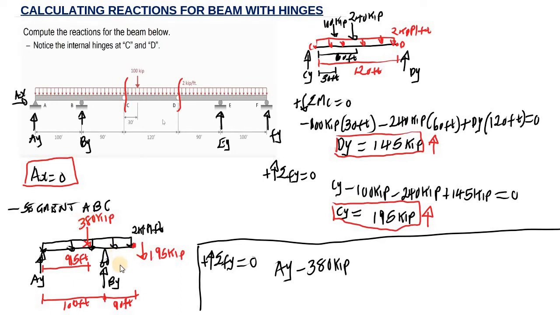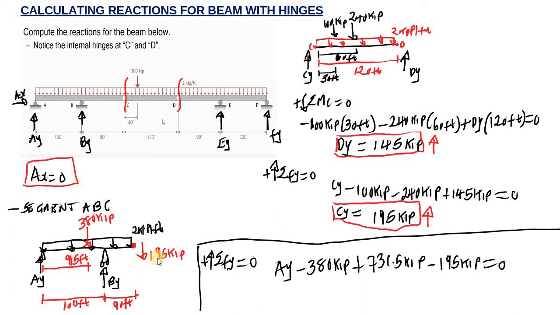Then we have BY. We calculated BY to be 731.5 kip, and this was acting upward, so this is going to be positive 731.5 kip. Then we have 195 kip, and this is acting downward, so this is going to be minus 195 kip. We don't have any additional force, so this is equal to 0.